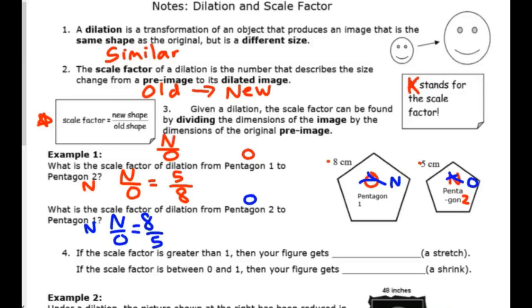What to what? New to old, and then you put in the sentence, you always start original to new, O to N, and then you write the fraction as new over old.